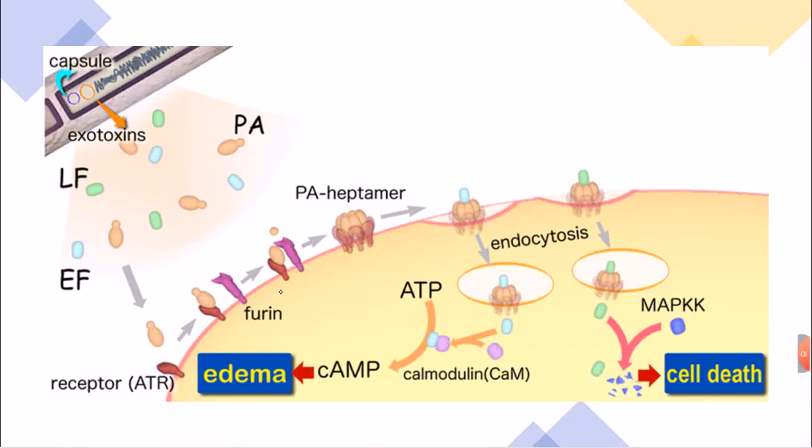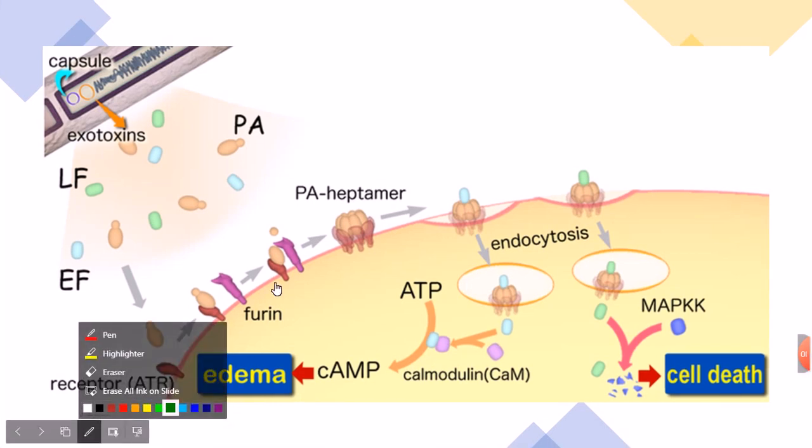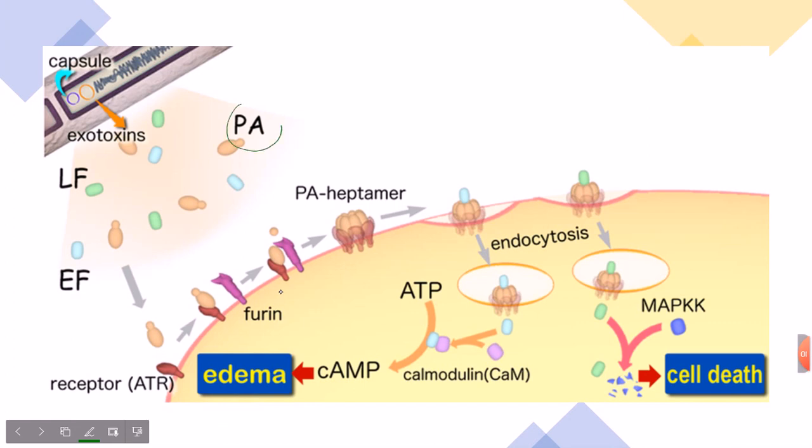Here we are going to discuss the mechanism of this disease, how they hijack the cell receptors. Particularly, if we talk about the PA, this is known as the protective antigen, and lethal factors and edema factors. In the blue color, they are edema factors. In the green color, they are lethal factors and protective antigen. They are going to bind with the cell receptors by hijacking them.